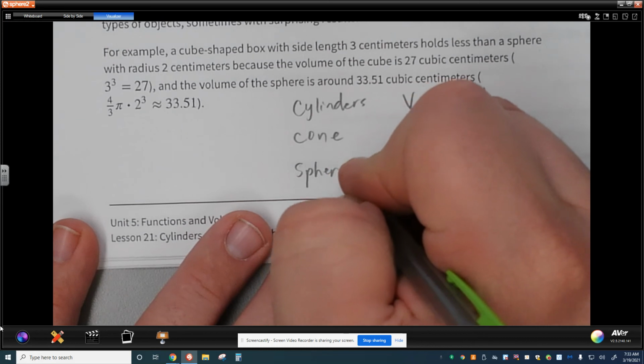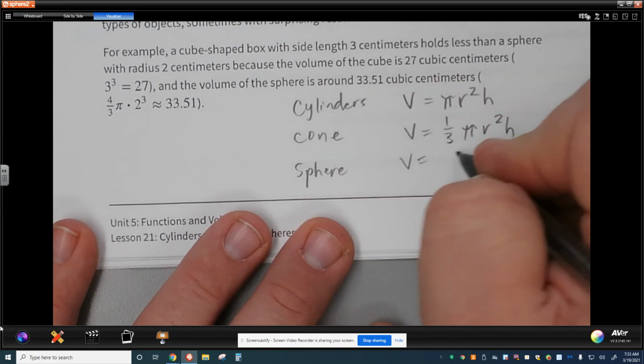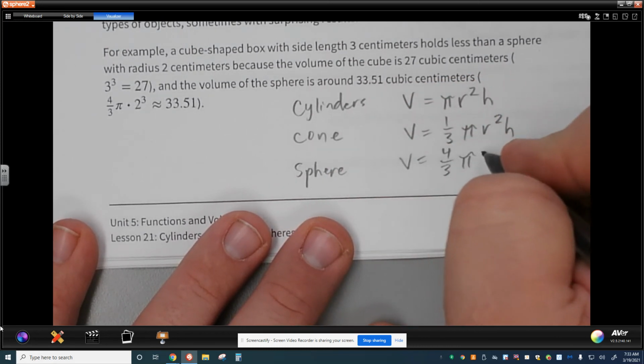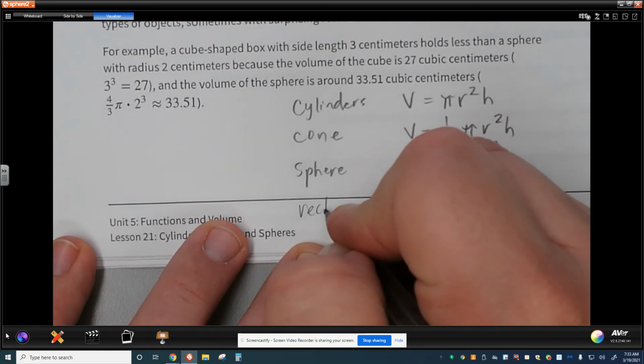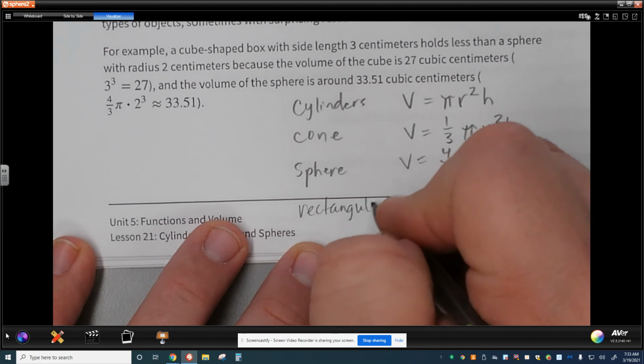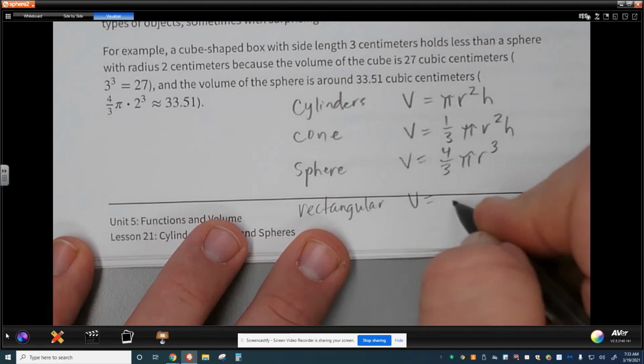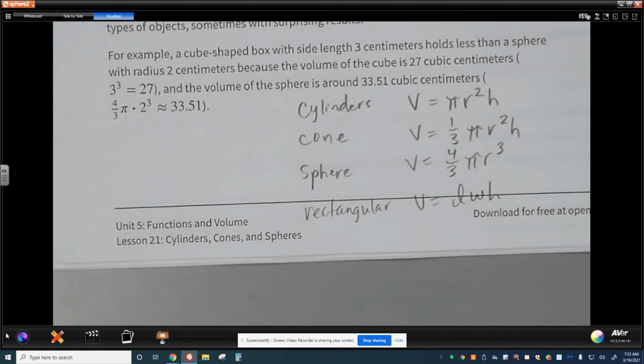Spheres have a volume of 4/3 times pi times the radius to the third power. And then rectangular prisms are simply that volume of length times width times height.